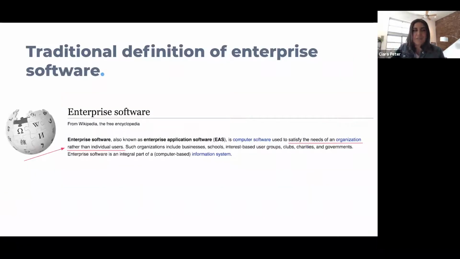Well, one time I wanted to see, what's the definition of enterprise software? And I went to Wikipedia, and the definition is computer software used to satisfy the needs of an organization rather than the individual users. Well, that hurt my heart a little bit, because I don't know how you can possibly solve the needs of an organization without actually solving the problems of individual users. But it did really provide a lens on just how far enterprise software has come and how much it's changed since who knows when this entry was written.